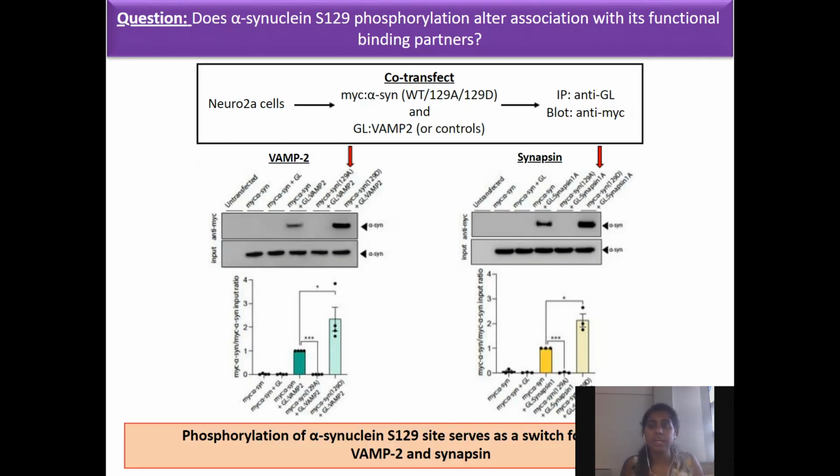So this shows that phosphorylation of alpha-synuclein at a single residue, the S129 site, is required for binding. Because just by mutating this one residue, we can completely disrupt binding of alpha-synuclein to both synapsin and VAMP2.